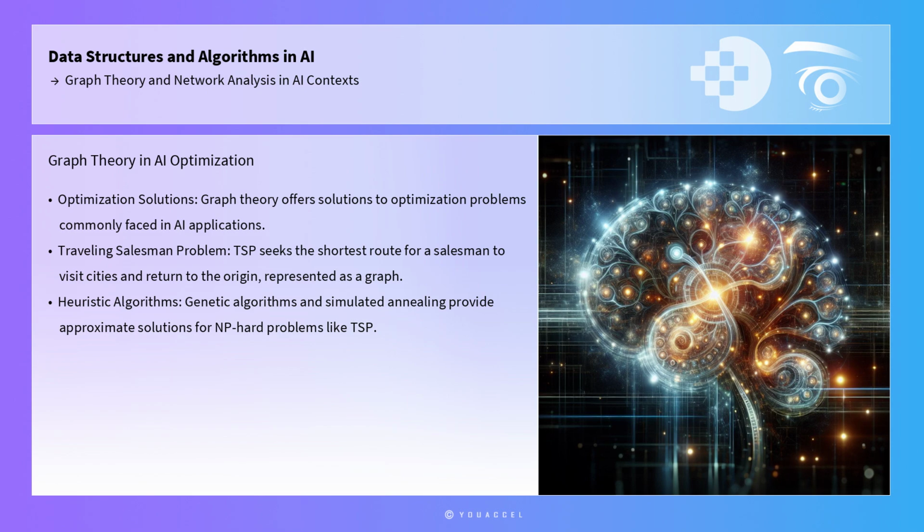Although TSP is NP-hard, meaning it cannot be solved in polynomial time, heuristic algorithms such as genetic algorithms and simulated annealing can provide approximate solutions that are sufficient for practical purposes. These algorithms are widely used in logistics and transportation to optimize delivery routes and reduce costs.